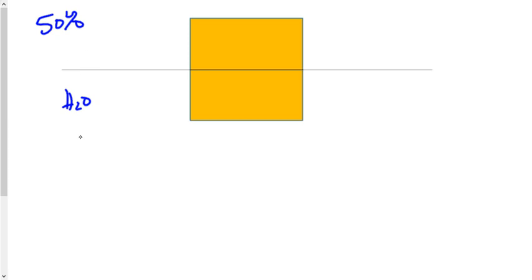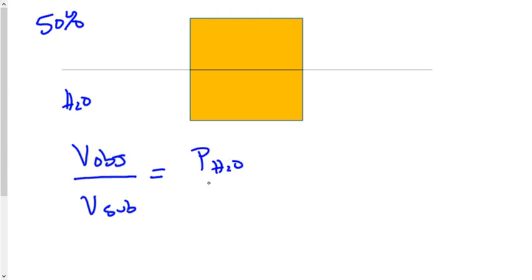Well, that's pretty easy to do because we can say the volume of the object is to the volume submerged as the density of the water is to the density of the object. So that's a pretty easy ratio for us to look at. And let's figure out what that means. So let's go ahead and do that.